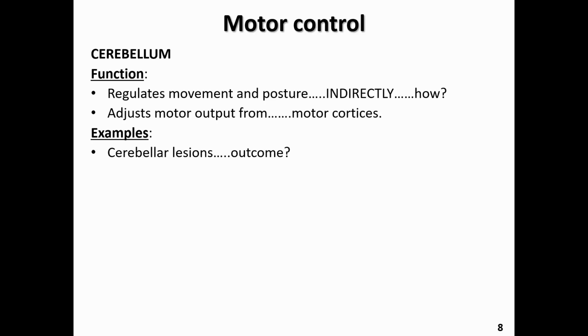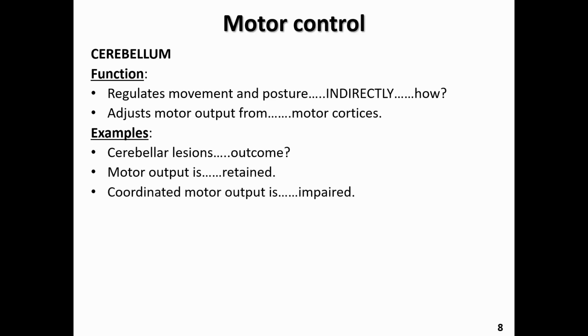To understand the function of the cerebellum is to examine its output in cases where there are cerebellar lesions. In the event where there are problems with the cerebellum, the motor output is actually retained, as signals coming from the motor cortices continue. However, those signals are not as coordinated. So coordinated complex movements do become impaired.